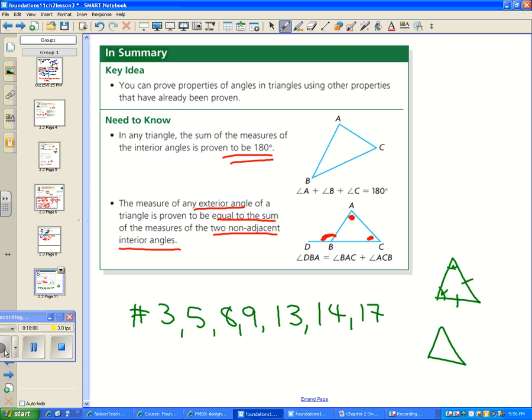Another thing is if I have a triangle with three equal sides, that's called an equilateral triangle. And it also means that all three angles are the same. So there's some relationships you can find. You can actually determine the angles without even giving any measurements there.